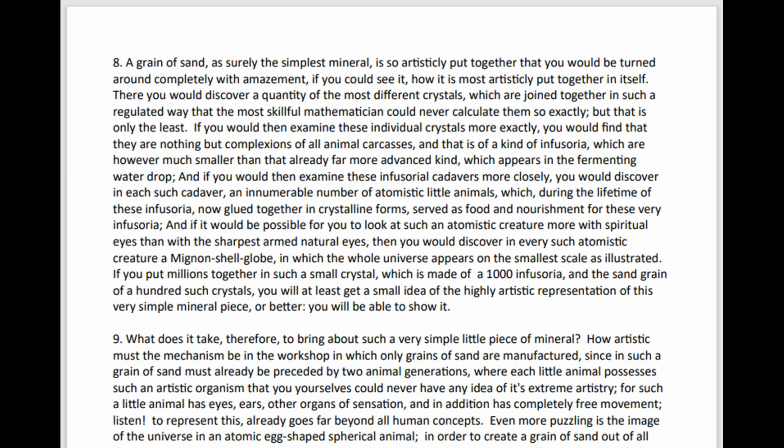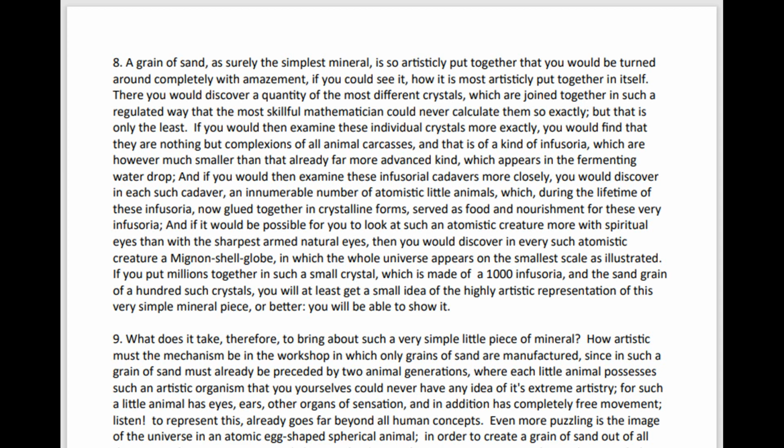If you would then examine these individual crystals more exactly, you would find that they are nothing but complexions of all animal carcasses, and that is of a kind of infusoria, which are, however, much smaller than that already far more advanced kind, which appears in the fermenting water drop. And if you would then examine these infusorial cadavers more closely, you would discover in each such cadaver an innumerable number of atomistic little animals, which, during the lifetime of these infusoria, now glued together in crystalline forms, served as food and nourishment for these very infusoria.